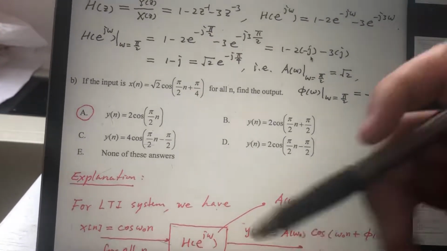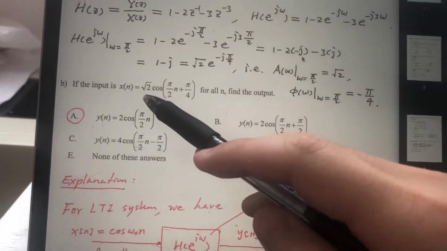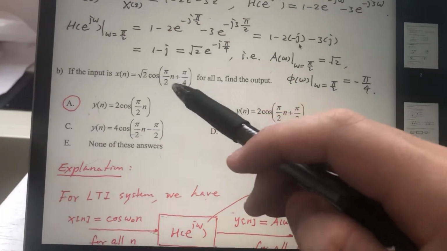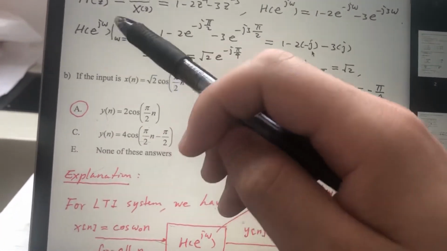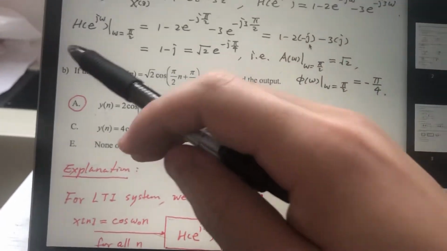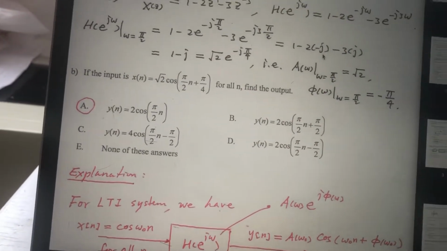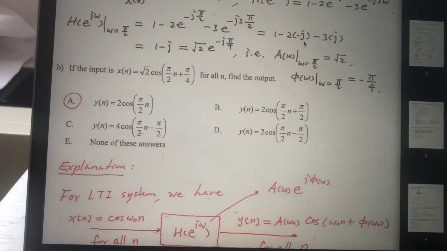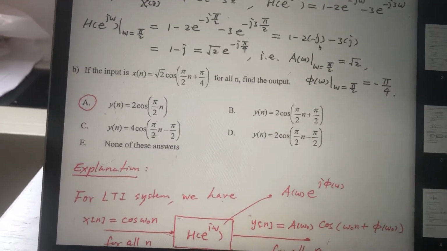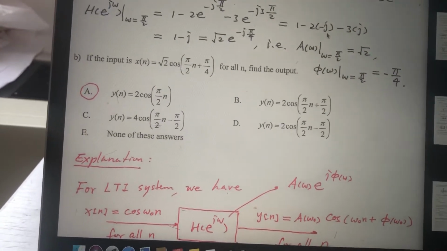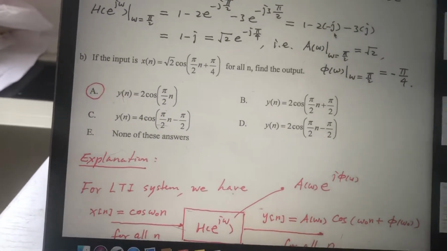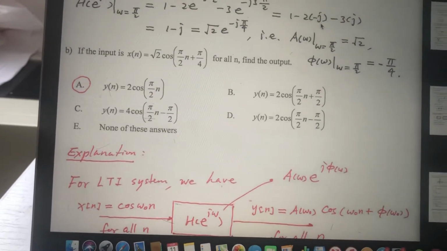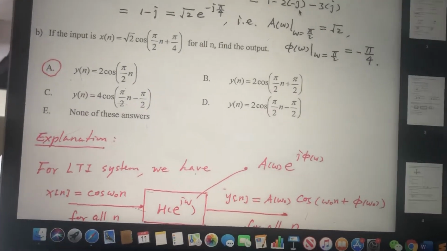Then let's look at x[n]. x[n] equals this, and so ω equals pi over 2. So we just put it in, and H(e^(jω)) equals 1 minus 2 times e^(-jπ/2) minus 3 times e^(-j3π/2), which equals 1 plus 2j minus 3j, which equals 1 minus j.